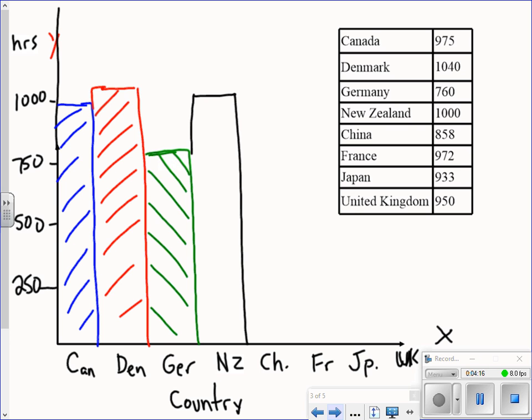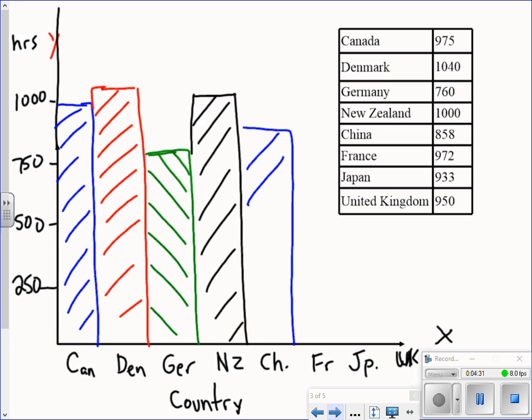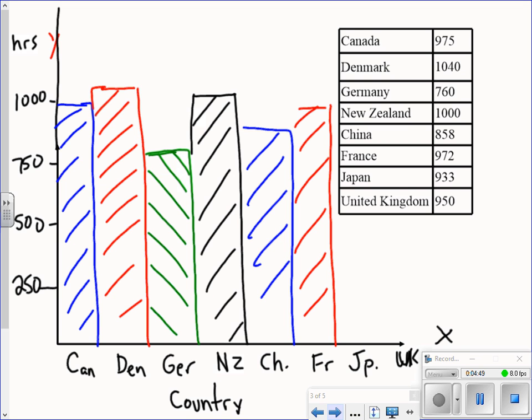Draw some happy trees in there while you're waiting. My good friend Bob. China at 858, so a little bit more than 750. Lovely little bar there. France at 972. Again, not overly difficult. It's not rocket science. Just make a bar. 972 will be up there somewhere. All right, so I'm not going to continue on because this stuff is all in my way. But you get the picture.